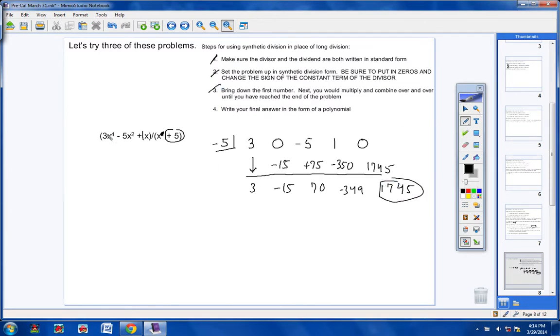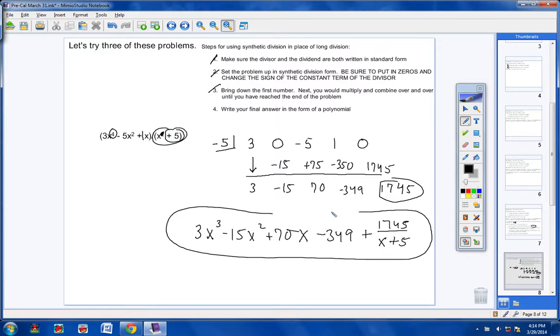So let's write our answer very quickly. The highest power over here was a 4. Go 1 less than 4, we're going to start with a 3. So our first term is x cubed. Okay, bring down your first coefficient, 3. Then bring down your -15, -15x squared. Bring down your 70, that would be 70x. And then bring down your negative 349, and then your remainder would be 1,745 all over x plus 5, which was your divisor. And that's a lot faster than long division, okay? All right, moving on. Here we go.